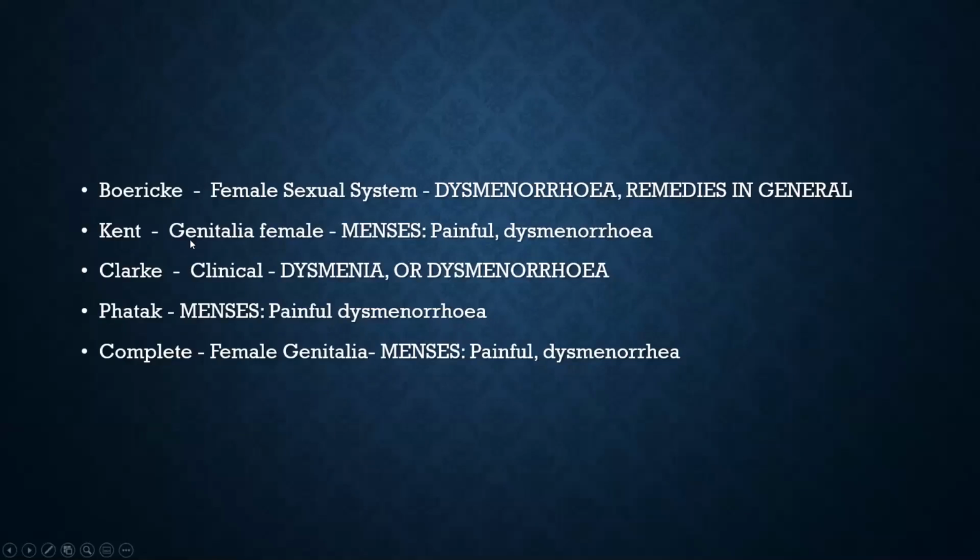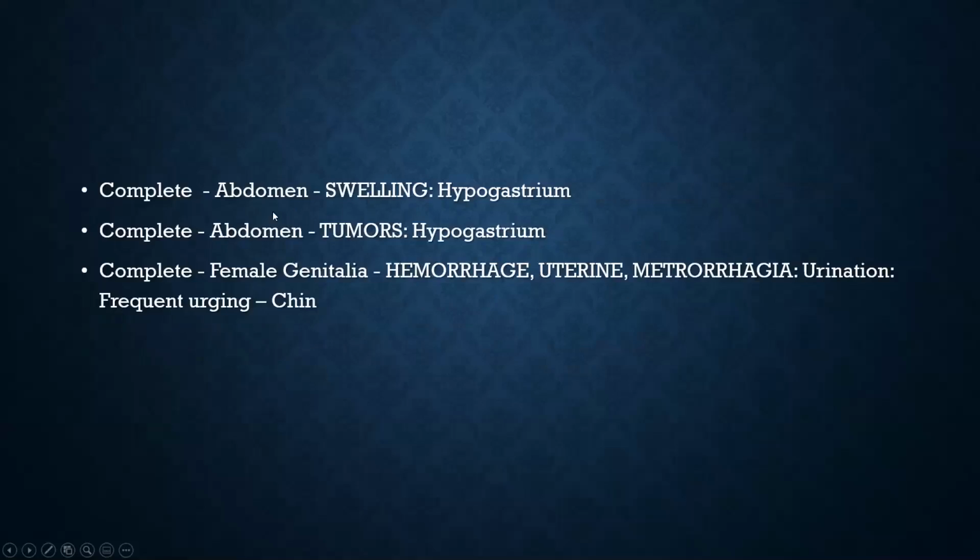So Kent, we have genitalia female, menses painful, dysmenorrhea. Clarke, dysmenia or dysmenorrhea. Phatak's repertory again, painful dysmenorrhea. Complete repertory again, we have dysmenorrhea. These are the representations of dysmenorrhea in different repertories. Then we have abdomen, swelling, hypogastric region. Then we know that in adenomyosis there can be a swelling, there can be a growth. So Complete Repertory, go to abdomen, tumors, hypogastrium.